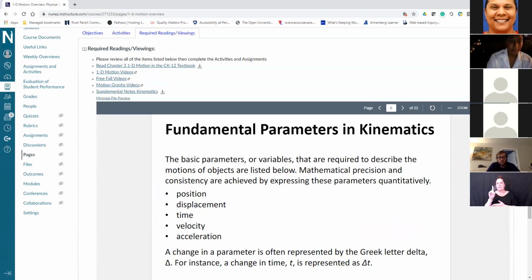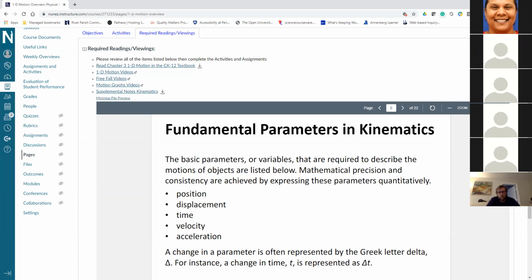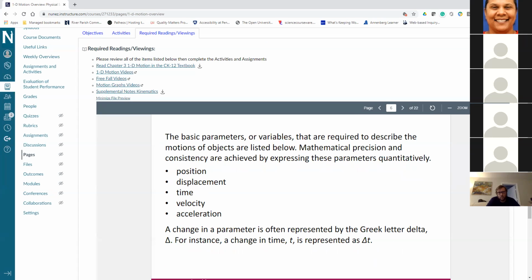And what kinds of things do we have to express or explain when we want to quantitatively describe an object in motion? In other words, another way of saying that is, what properties of the moving object do we measure when we deal with kinematics? Okay. So position, displacement, time, velocity, acceleration.